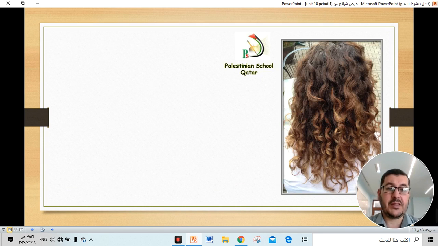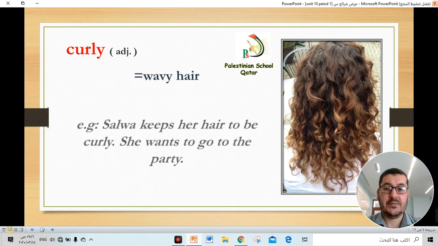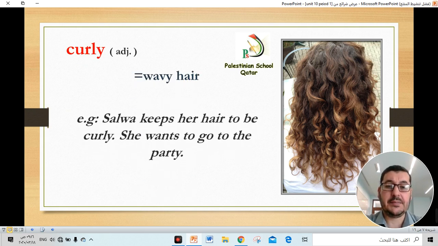Here we have, look at the picture, we have curly hair, curly hair. It's a wavy hair also. Example, Salwa keeps her hair to be curly. She wants to go to the party.